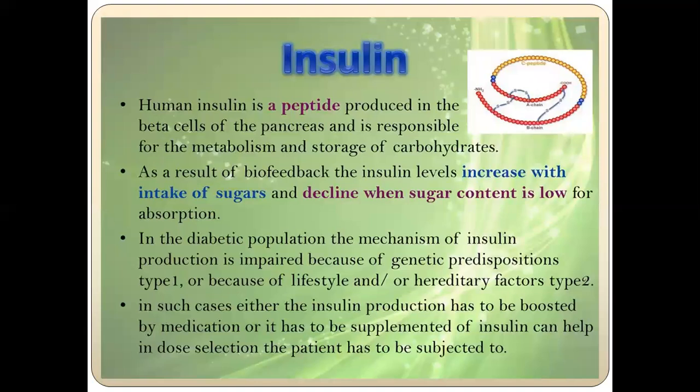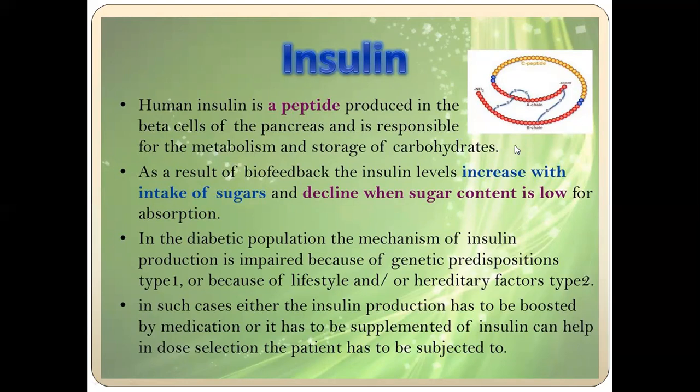Now, second is insulin. I told you before, insulin is secreted by the beta cells of the islets of Langerhans of the pancreas. Is it clear? And what is its function? It is responsible for metabolism and storage of carbohydrates. In the diabetic population, the mechanism of insulin production is impaired because of genetic factors. Now, you can see this is the structure of insulin.